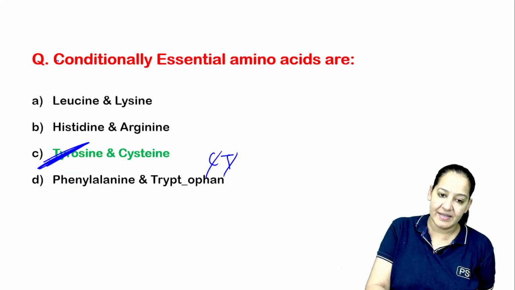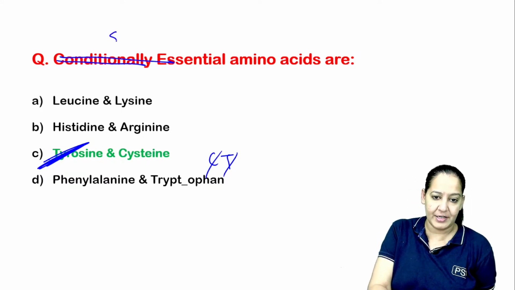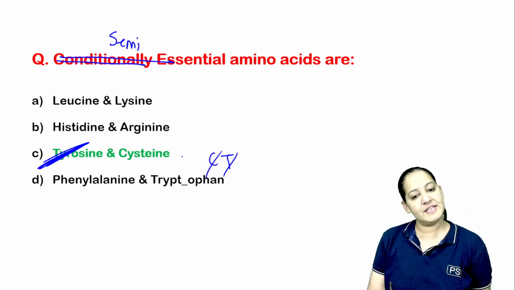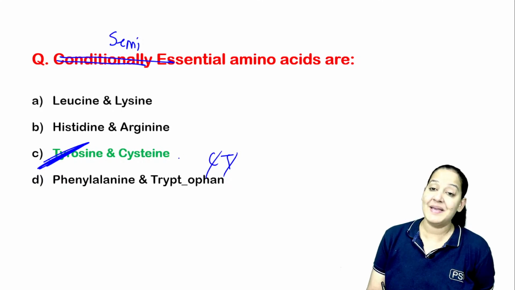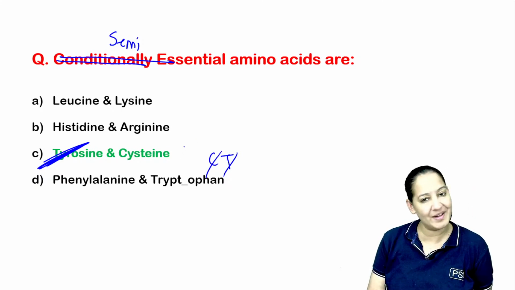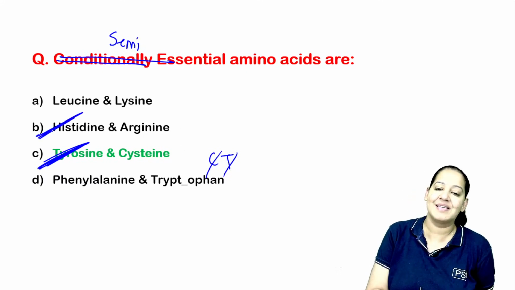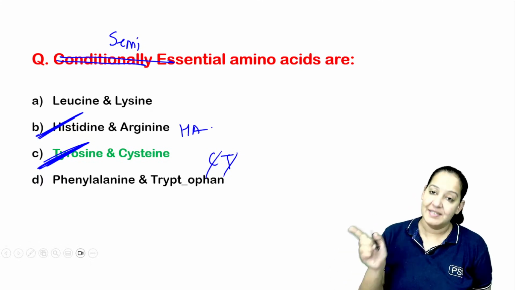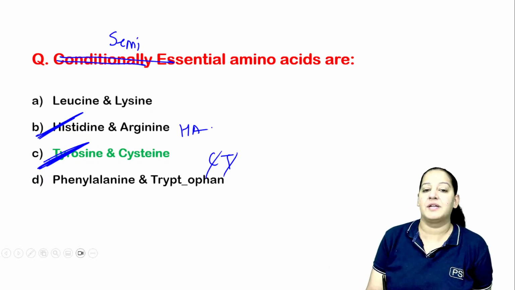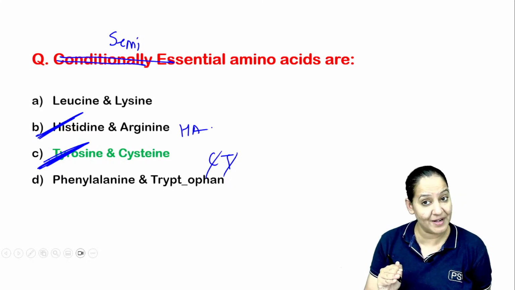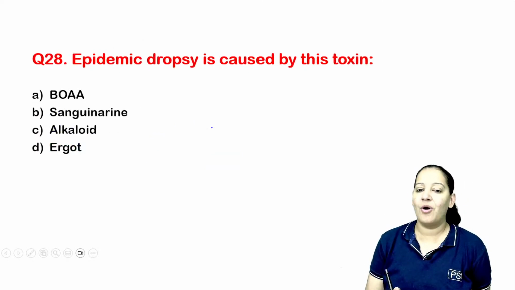Okay. Now, if instead of conditionally essential, I tell you semi-essential, what is your answer in the same question from the same options? Which of them are semi-essential? The semi-essential are essential in children, but not in adults. The correct answer is histidine and arginine. So please mind your question very carefully. Semi-essential: histidine, arginine. Conditionally essential: tyrosine, cysteine. You should know the definition separately and the example separately. So that's all about the amino acids.